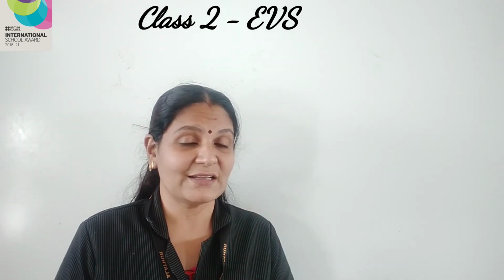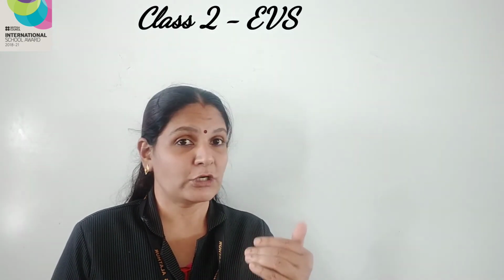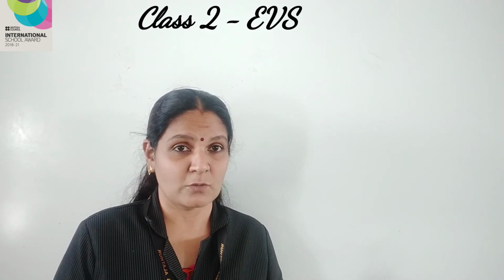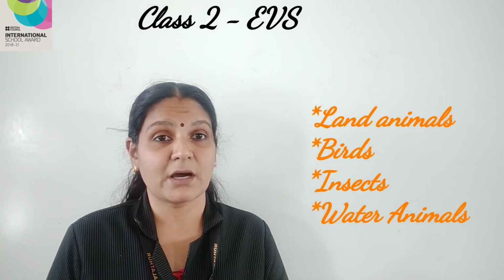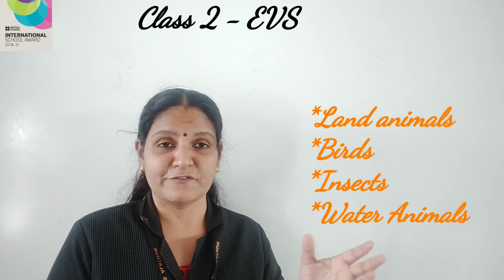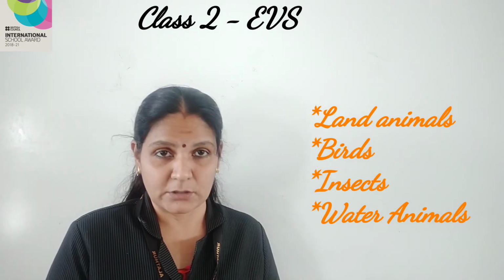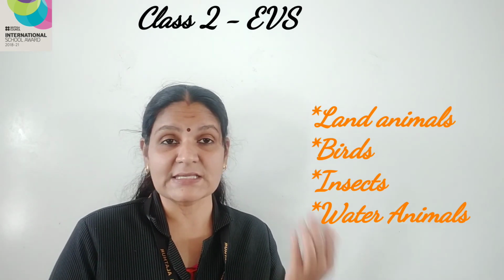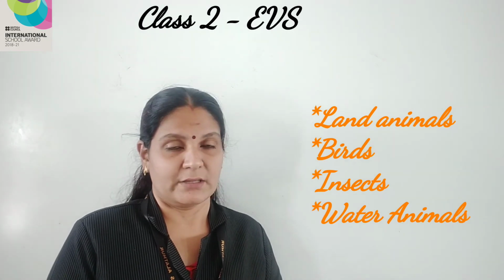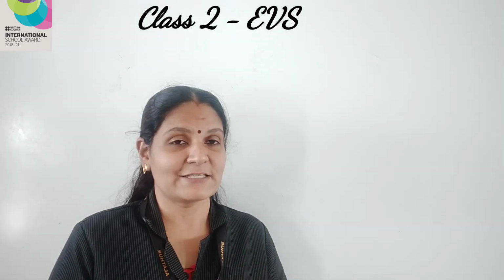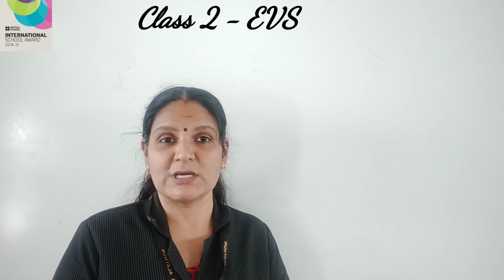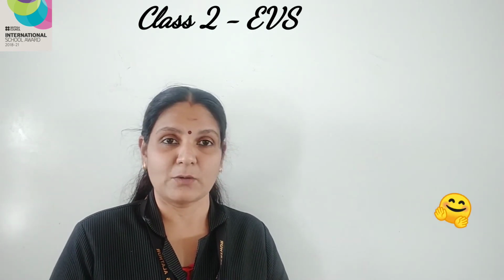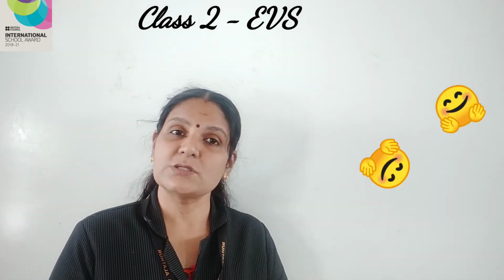You have to read the content once again. So what are the categories we discussed now? Yes, we discussed about the body parts of different types of animals. We discussed about the birds and insects and also about the water animals. Okay, complete the activity that we discussed in today's class. Go through the chapter once again. If you have any doubts, you can call me.